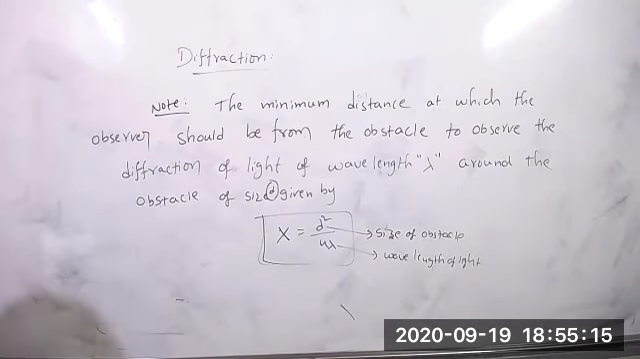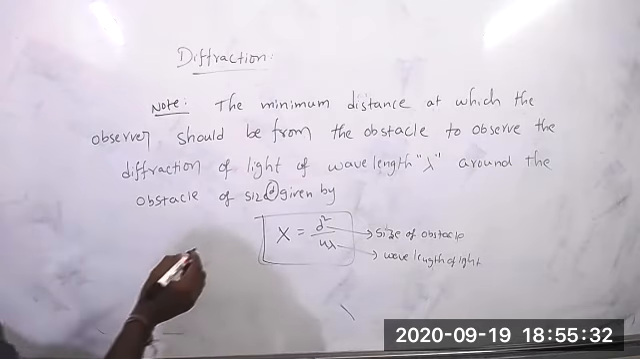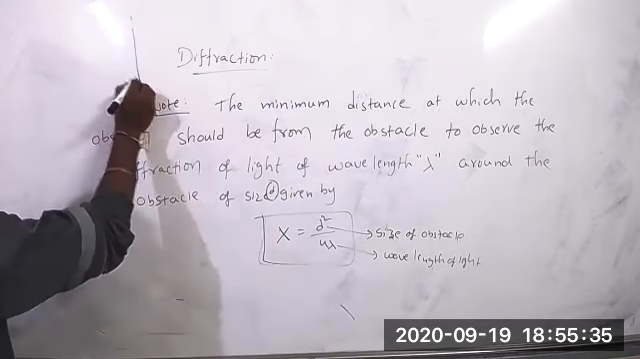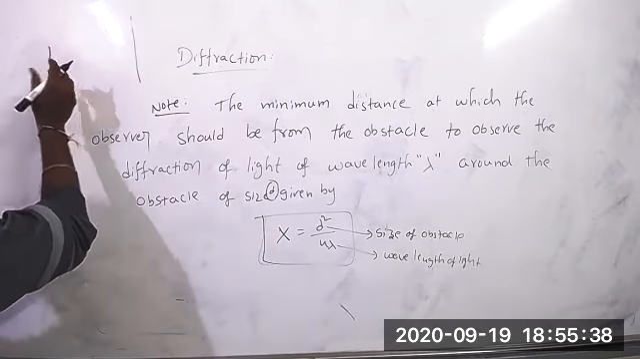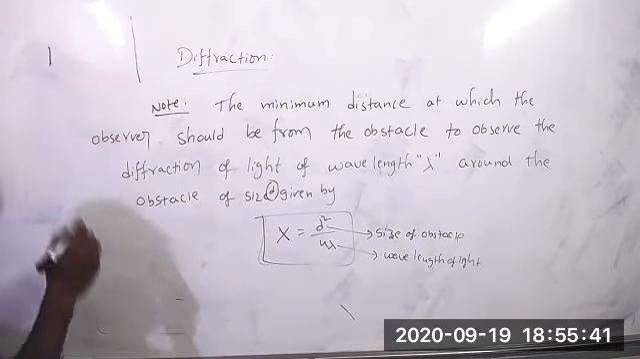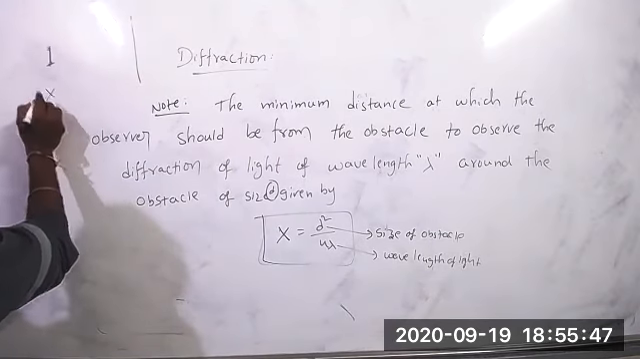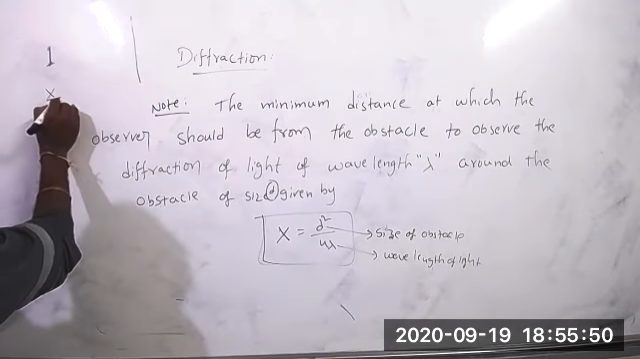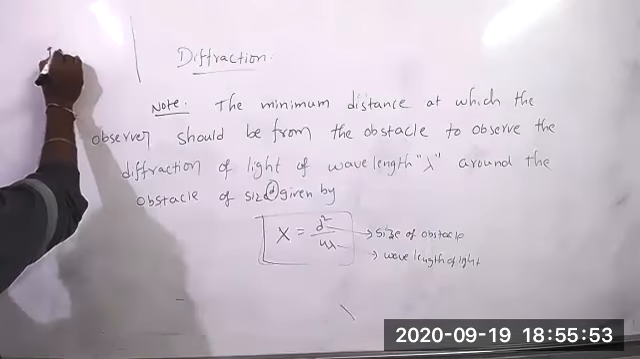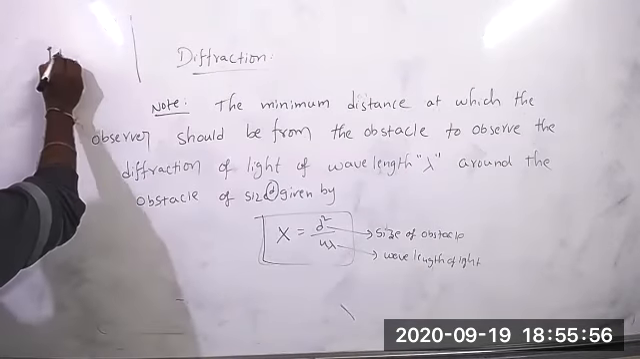Sir, can you show it in an image, like a drawing? Yeah. See, this is the screen, right? This is the obstacle, right? Yes, sir. The person has to maintain a distance. How much distance? X distance he has to maintain. The size of the object is d.